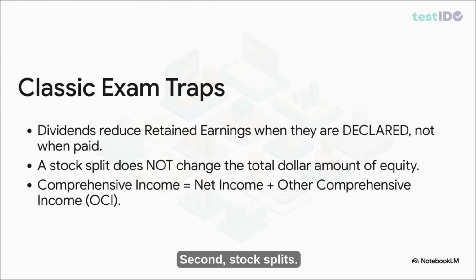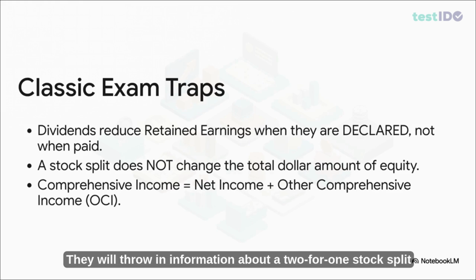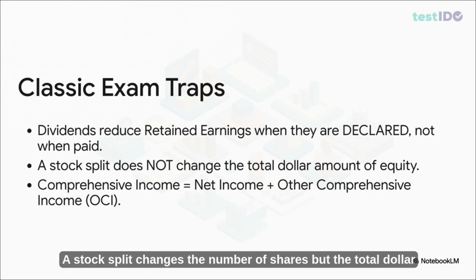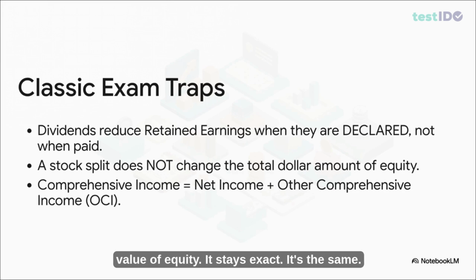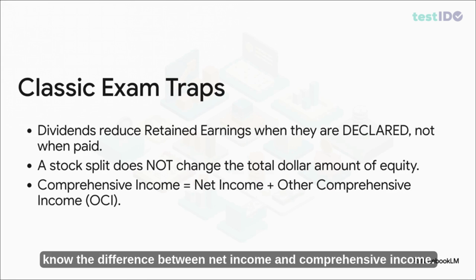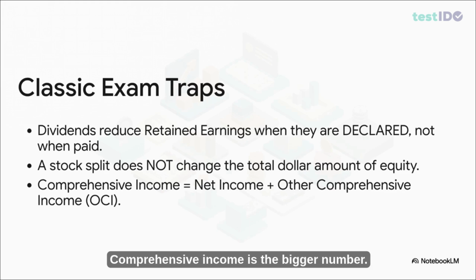Second, stock splits. They will throw in information about a 2-for-1 stock split just to confuse you. It's a distractor. A stock split changes the number of shares, but the total dollar value of equity stays exactly the same. Don't fall for it. And third, know the difference between net income and comprehensive income. Comprehensive income is the bigger number. It's your net income plus or minus whatever happened in OCI.